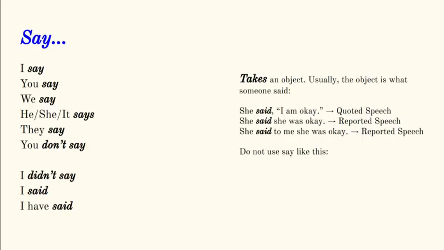Okay, so we're going to start off with the word say. Let's talk about the pronunciation here. So, the pronunciation is I say, you say, we say. And then when we go into the third person, the pronunciation is says, he says, she says, it says.